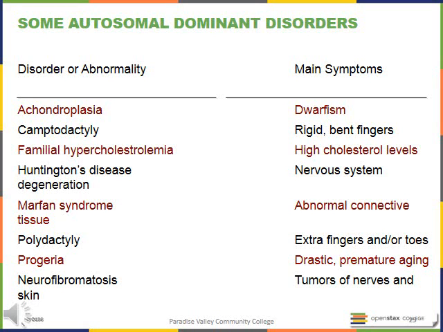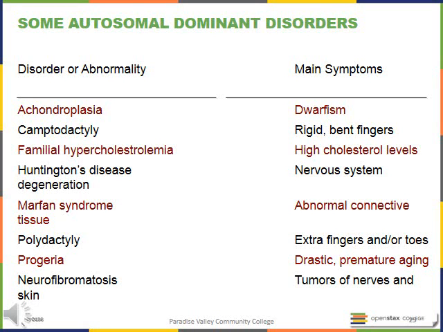So, autosomal dominant disorders. Autosomal are anything but your sex chromosomes, right? And dominant means it's going to have a dominant allele. The dominant one's the one that's going to have the trait that's going to be expressed. Okay, so here's in the left column disorder or abnormality. In the right column, you're going to have symptoms of those disorders.